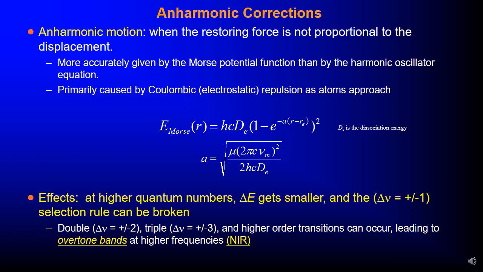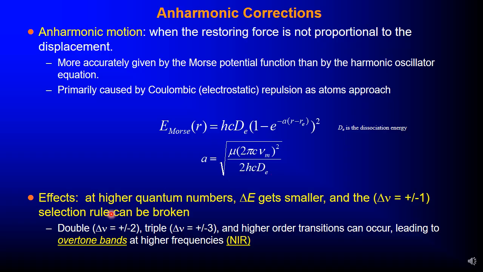So, anharmonic corrections. Anharmonic motion occurs when the restoring force is not proportional to the displacement, and is more accurately given by the Morse potential function than by the harmonic oscillator equation. It is primarily caused by Coulombic repulsion as atoms approach. You can see the correction here, where dE is the dissociation energy, and the A that is provided here can be gotten by this particular formula.